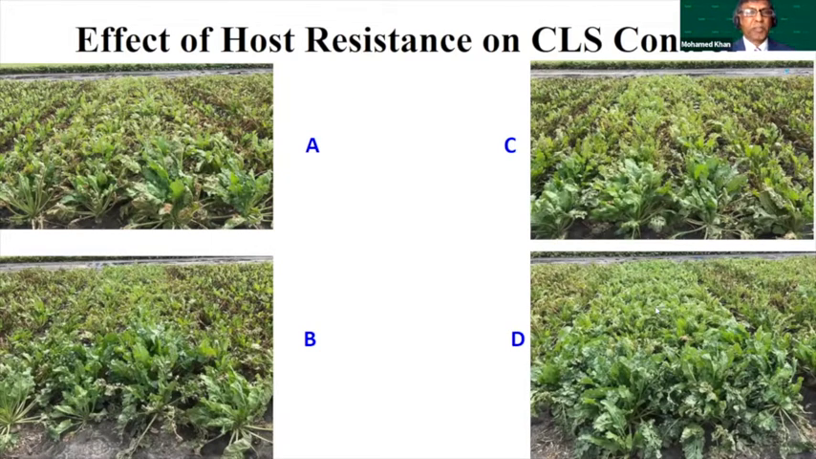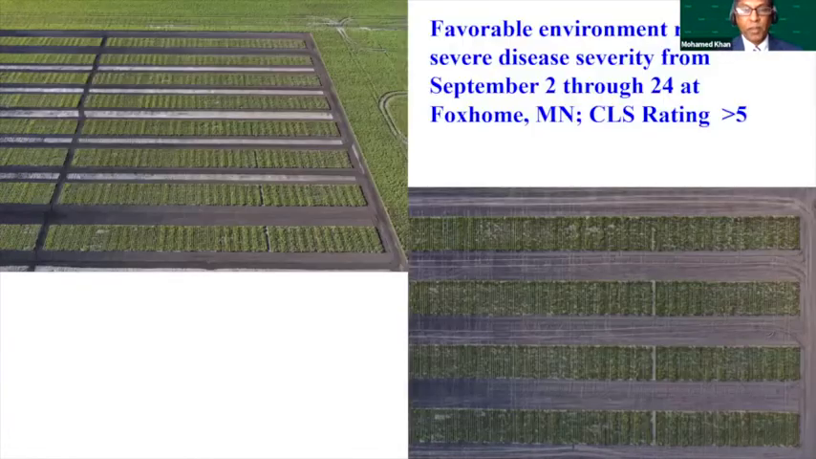So when you have a wet year, and I'll also show you some more data, you need more resistant varieties. And I think as a whole, that's where the seed companies are going over time. This here is what happened at Foxhome with a variety that was a 5. Just concentrate on the first 1, 2, 3, 4 ranges. This here was taken from September 2nd to September 24th.